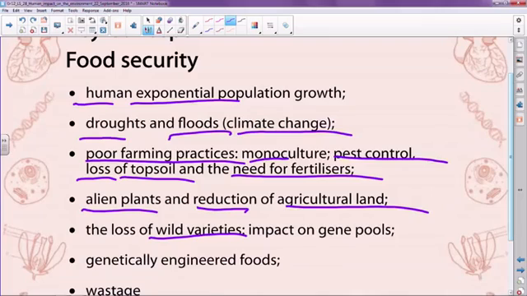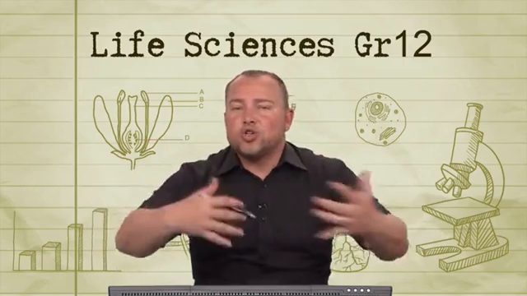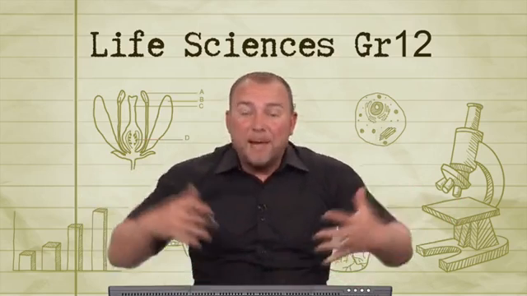Okay, next one, the loss of wild varieties. We spoke about it. Biodiversity, very important. And the impact on gene pools. What does that mean? Impact on gene pools. We've spoken about genes, right? The more chance something has to survive, the more chance we're going to get genes changing all the time. Okay? And the bigger the gene pool, the better we have. The smaller the gene pool, not very good for us.